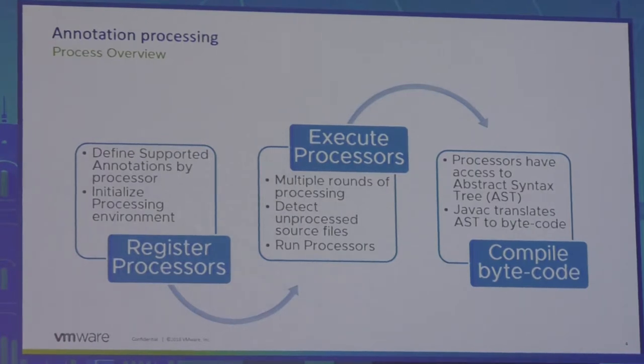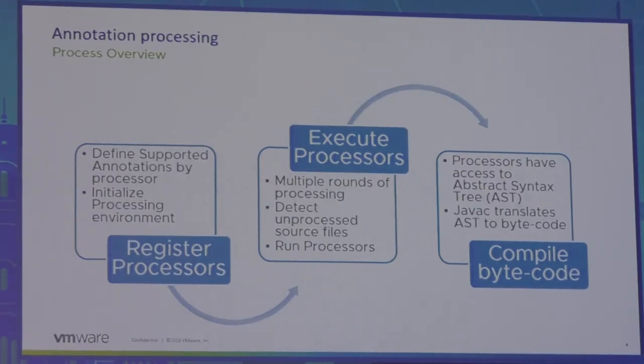After that, we have multiple rounds of execution processing, where we pass the abstract syntax tree to different processors, which can do a bunch of things with that. I'll talk about that in a minute. We run the processor in multiple rounds until there's nothing else to do. And once that's finished, we proceed to compiling the bytecode, which javac translates the abstract syntax tree into Java bytecode.